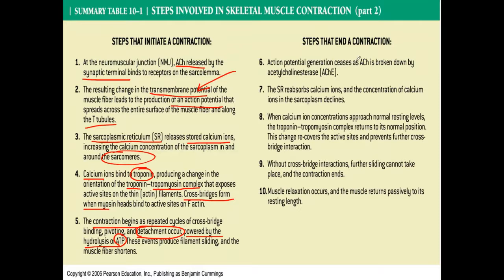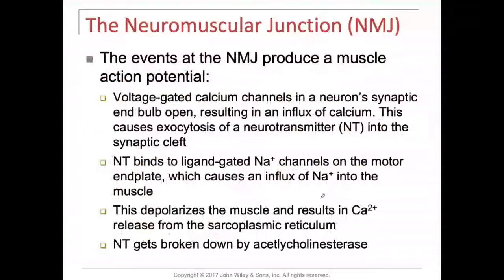If they're alive, then what ends up happening to release the contracted state, that acetylcholine has to be broken down by acetylcholine esterase. Then the sarcoplasmic reticulum is going to reabsorb that calcium back. And if calcium goes back, then the troponin and tropomyosin complex returns to its normal resting position. There is no cross bridge that forms, and then the muscle goes back to its relaxed state.